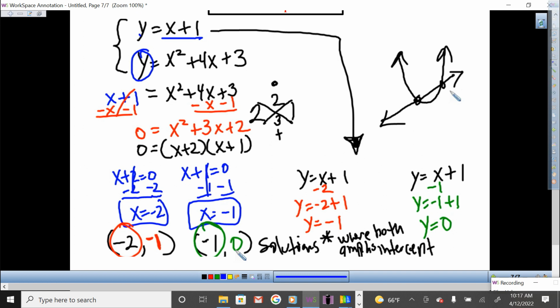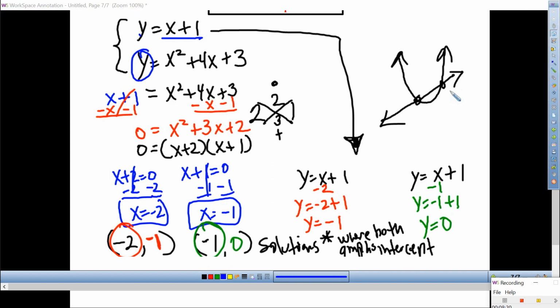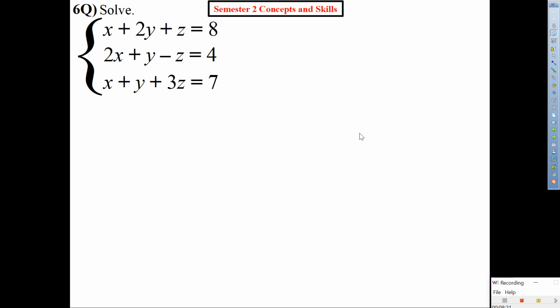Yes? So that is linear, 2 variables, 2 equations. Copy this one, example 6Q. Moving on to 3 variables and 3 equations.